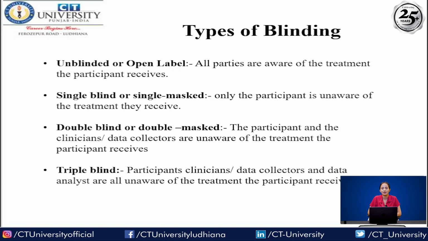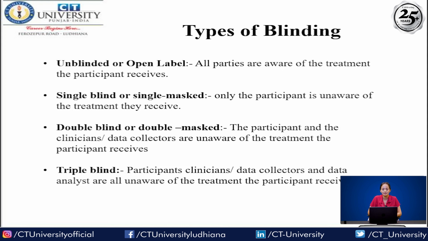In clinical trials we have different types of blinding. We have unblinded, or open label, where all the parties are aware of the treatment the participants receive. In different phases we require participants, human volunteers, sponsors and data analysts. For unblinded or open label, everyone will know about the medication used for the human volunteers, and all parties are aware which treatment is going on.